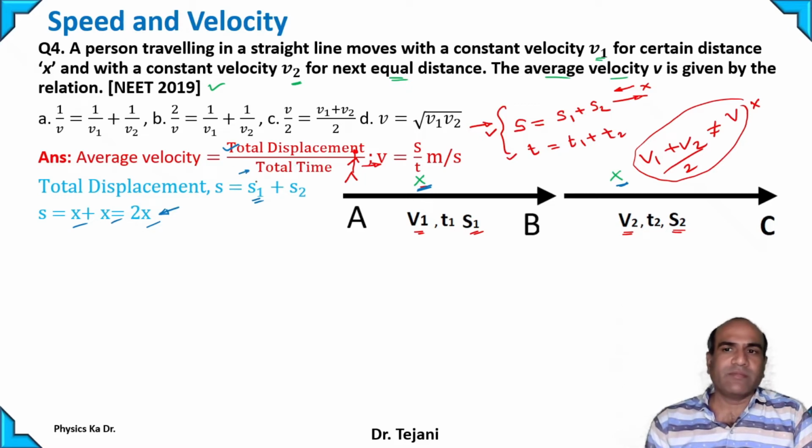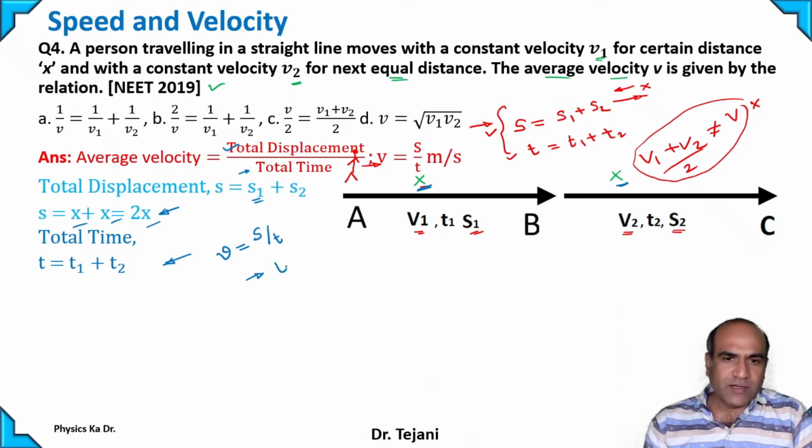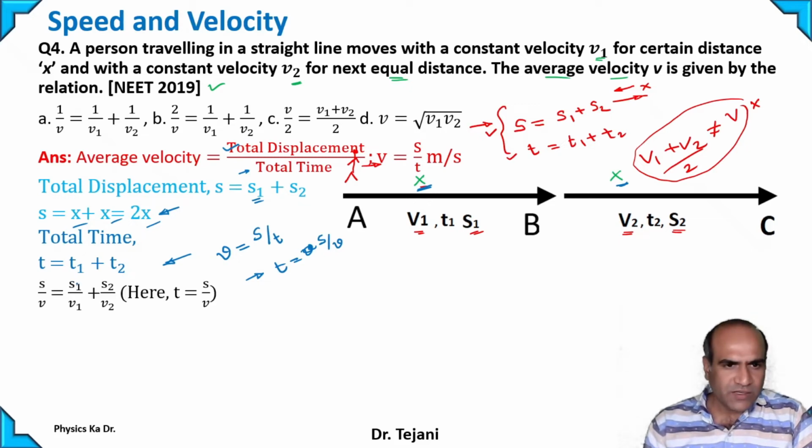Now we need to find time. We have an equation for time. Total time T is equal to T1 plus T2. So our equation is velocity is equal to S, meaning distance or displacement, divided by time. So T is equal to S by V. Can we write T is equal to S by V? Yes. So put here T is equal to S by V, T1 is equal to S1 by V1, T2 is equal to S2 by V2.